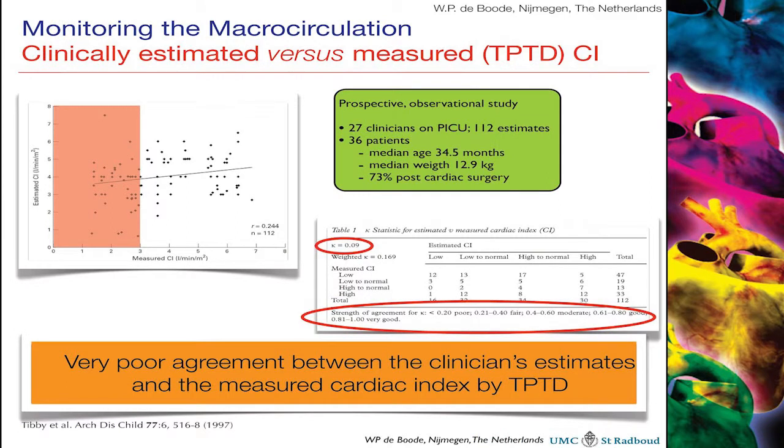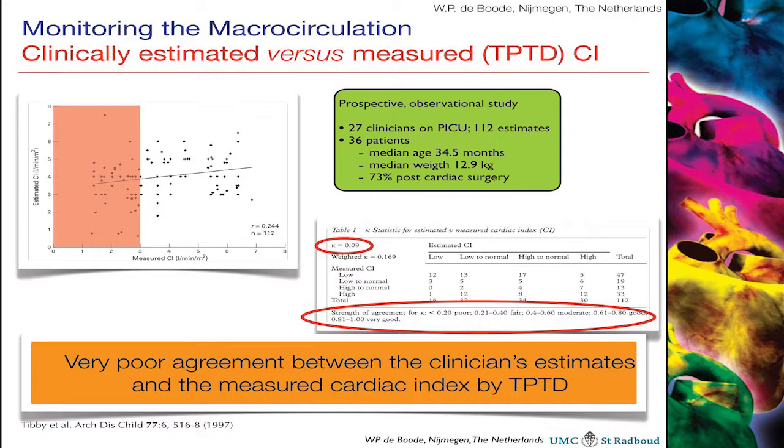He measured cardiac output on the PICU, so in older children, with an objective method. It's a transpulmonary thermodilution, the PICO method. And they asked the clinicians, what's the cardiac index in this patient, and the objectively measured cardiac output was blinded for the clinicians. They could use everything they wanted, from blood pressure, heart rate, urine output, blood gas analysis, lactate, central venous oxygen saturation, etc.